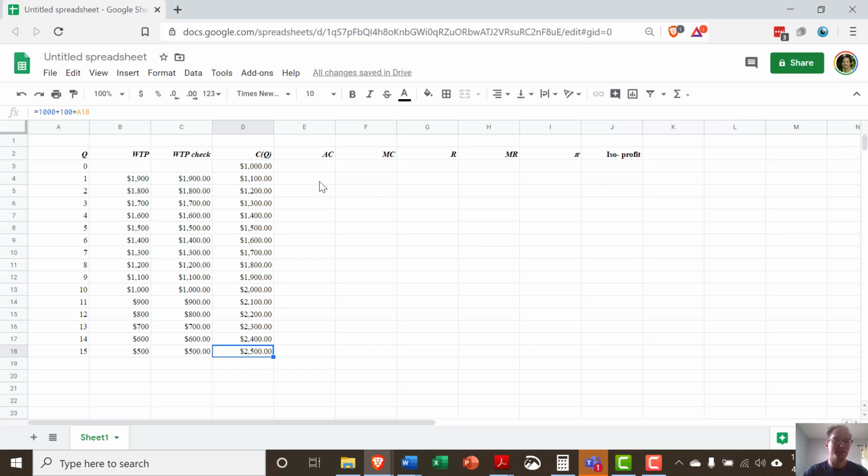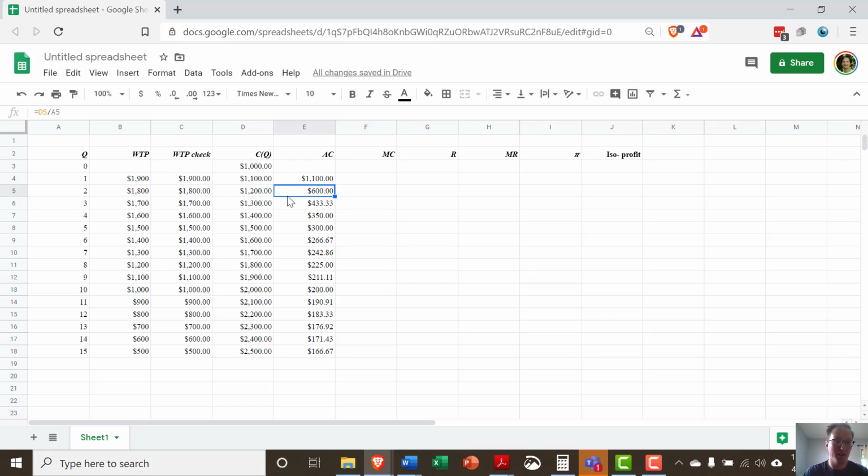Here, you could use that function I just said, but an even easier way to do it is to simply say that the average cost, since we already know the total cost here, we could simply take the cost and divide it by the quantity. Hit return, and the average cost of producing 1 unit, of course, is $1,100. But if you drag this down, you'll see that the average cost declines consistently as you spread out that fixed cost, $1,000, over more and more units.